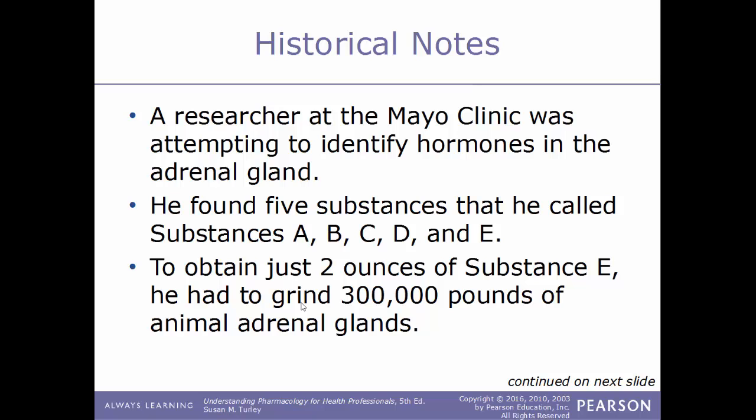Right now we have a quick historical note. A researcher at the Mayo Clinic was attempting to identify hormones in the adrenal gland, and he found 5 substances that he named substance A, B, C, D, and E. Now, to obtain just 2 ounces of substance E, he had to grind 300,000 pounds of animal adrenal glands.